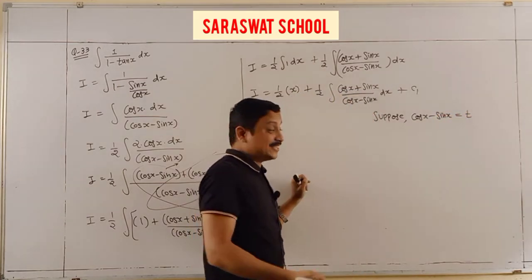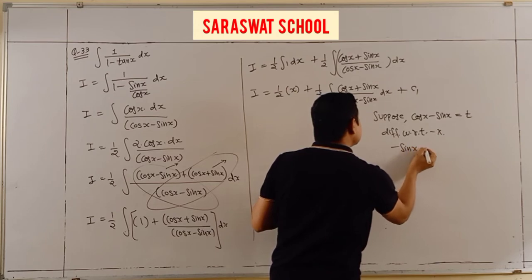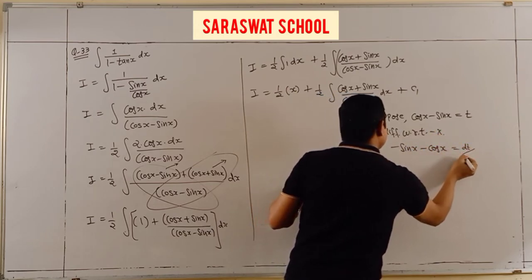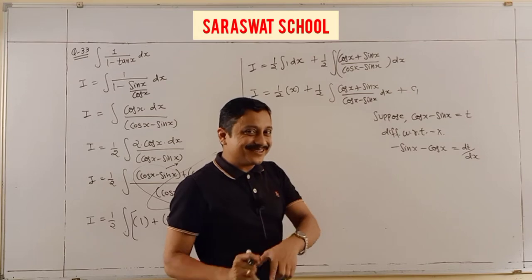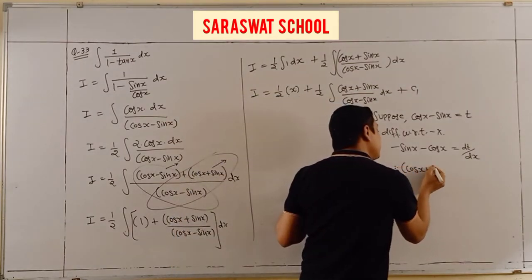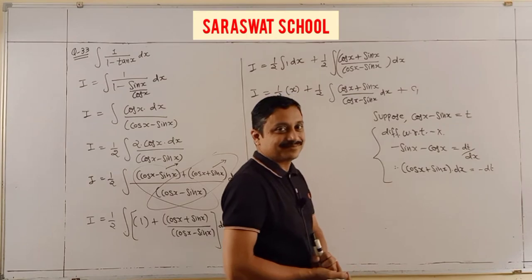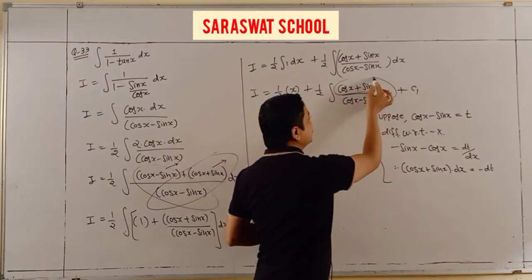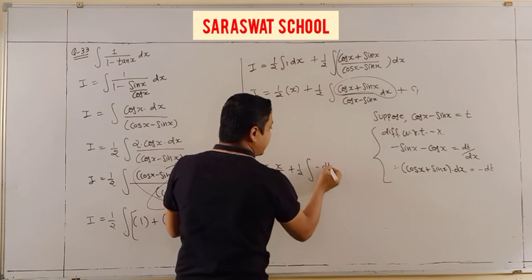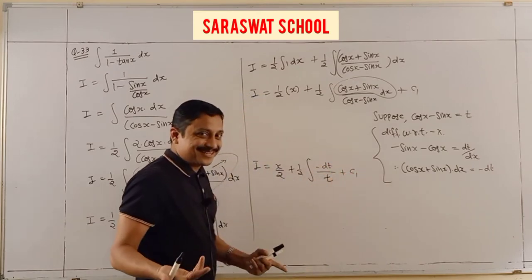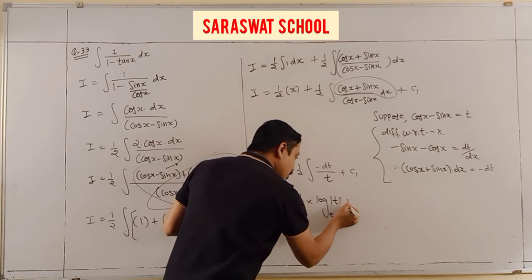Very easy. Differentiation with respect to x, it is minus sin x minus cos x, dt by dx. But now here wait students, I want cos plus sin. Take minus common outside. So cos plus sin dx is minus dt, and this full value apply here in the place of this. So my integration I is x by 2, half minus dt by t. That integration is known. So my answer is x by 2 minus half log modulus t.